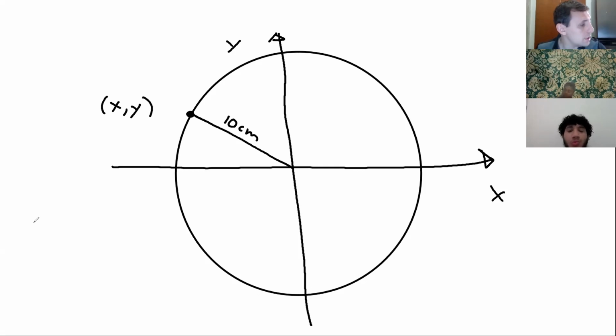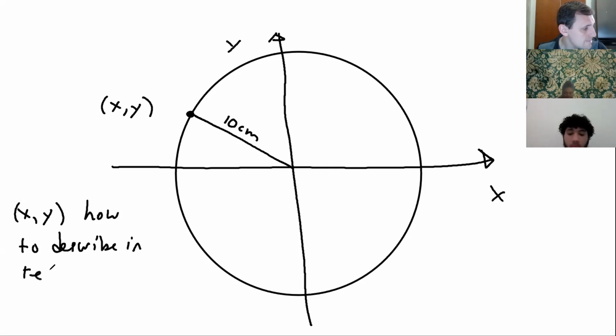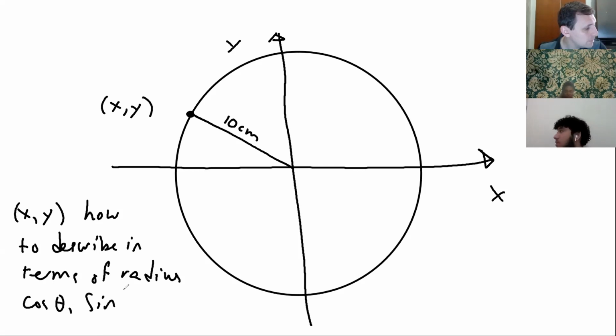How are x and y related? So x, y, how to describe them in terms of radius, cosine theta, sine theta? That's the question we consider.